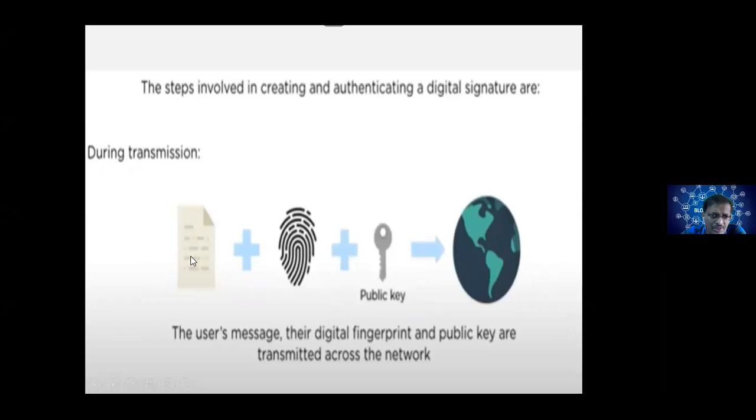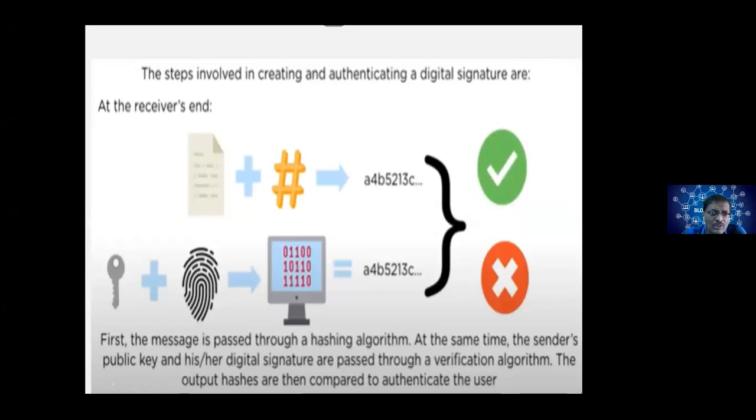Next, the sender will concatenate the plain text or the document, the digital signature, and also the public key. These three he will transmit to the network to send to the receiver: the plain text, the signature, and the public key. This public key is used at the receiver to verify that the sender is authentic, genuine.